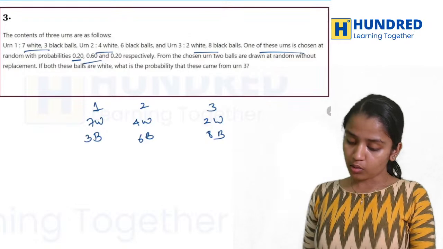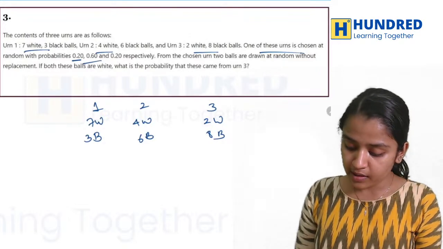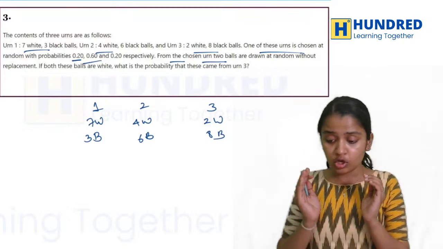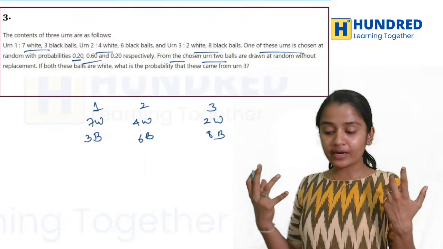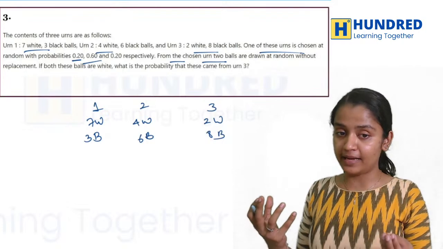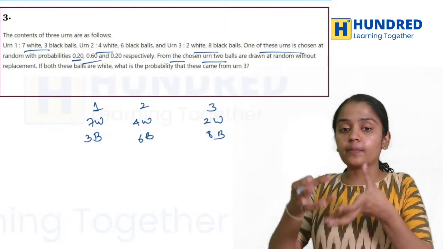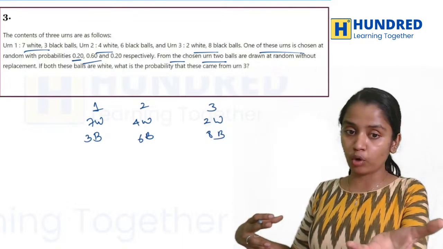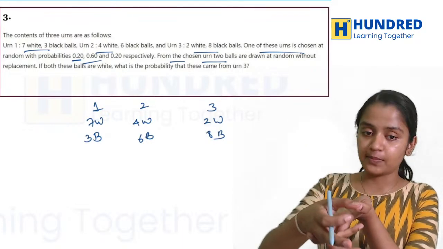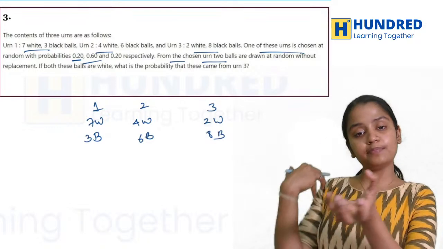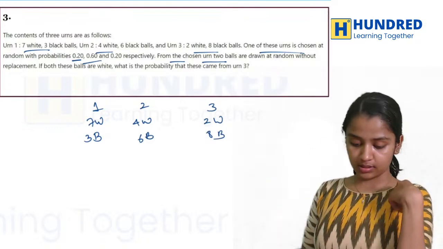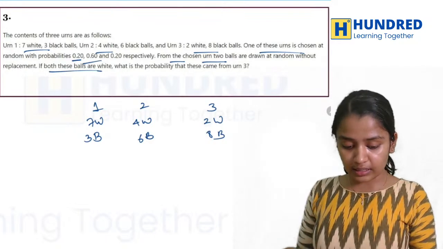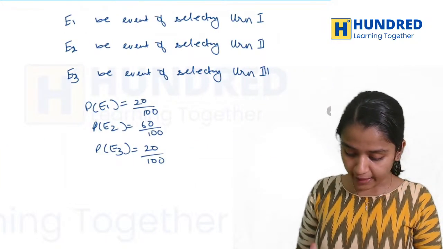Okay, now what is next? From the chosen urn, 2 balls are drawn at random without replacement. So now if you have 10 balls in total, after taking one ball you will have 9 balls. We can't replace it again, okay? Without replacement you are taking 2 balls. If both these balls are white, what have they given you? Both balls are white, they have said.